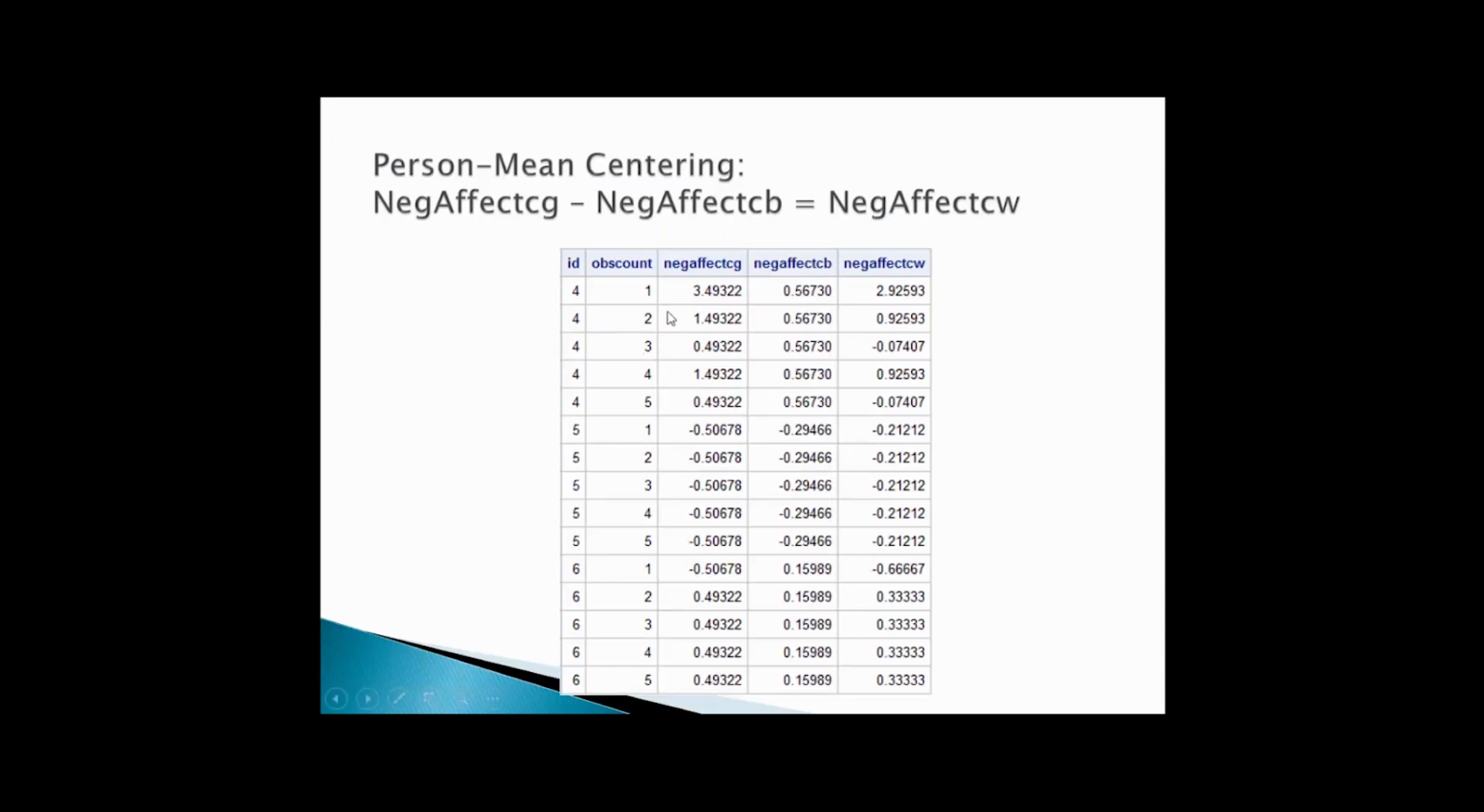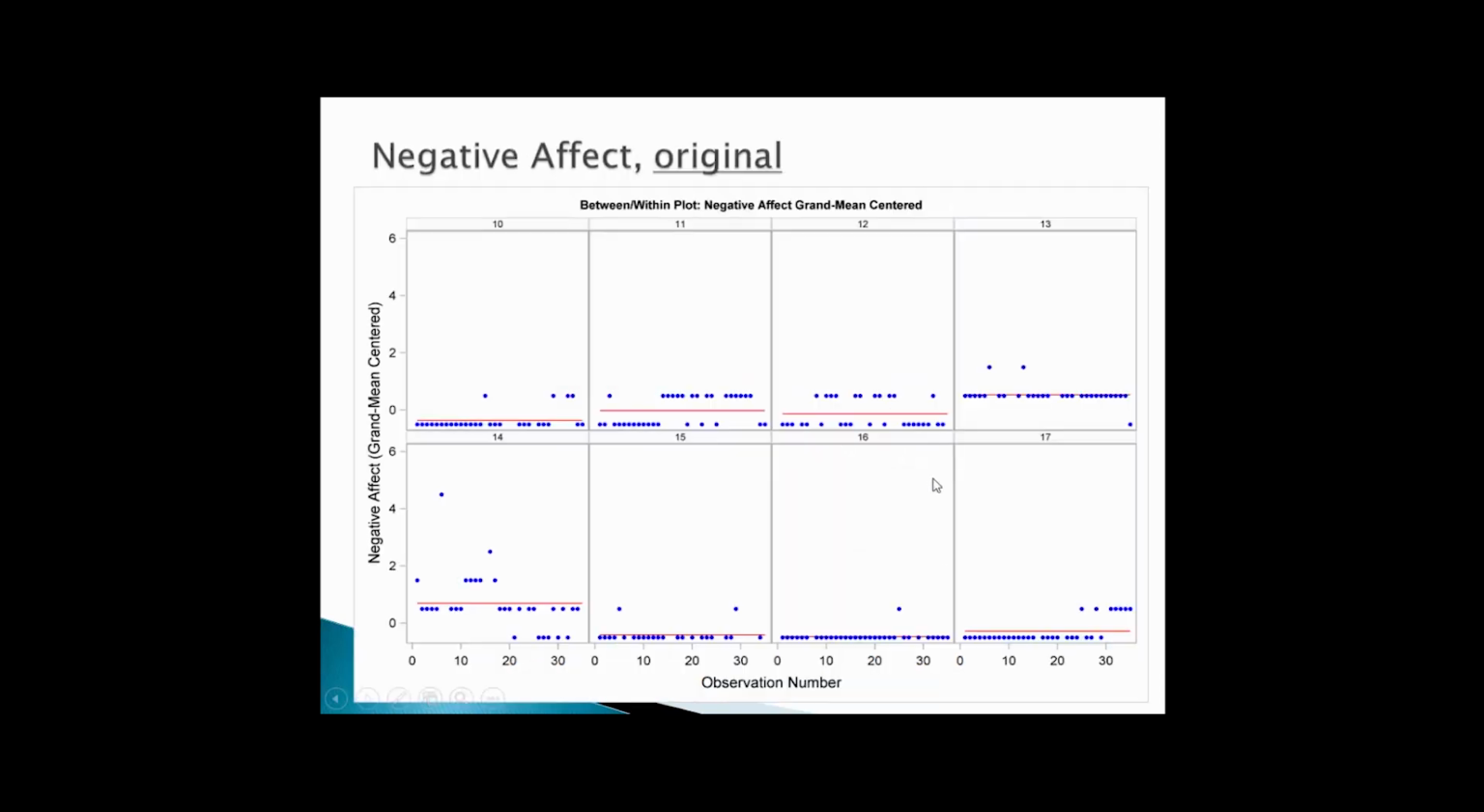Then what we can do is, if we subtract our mean variable for each person from the original variable, we get a deviation score. And so I'm calling this negative affect centered within, CW. And that's telling us how much higher or lower in negative affect units this person is from their average at that moment. And so you can see that this varies within a person. Okay? What you can't see right away is that the average of this variable is going to be the same across all people. Okay, and I'll show you that.